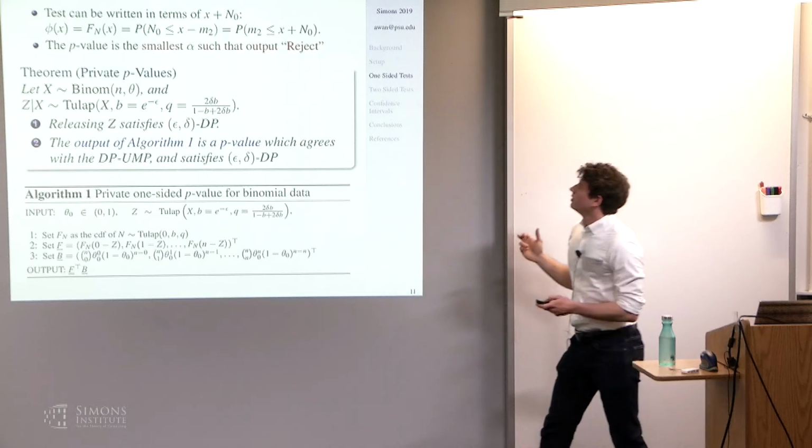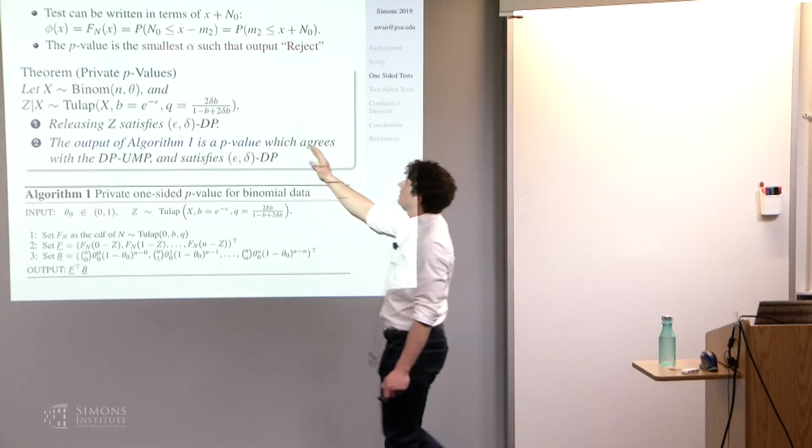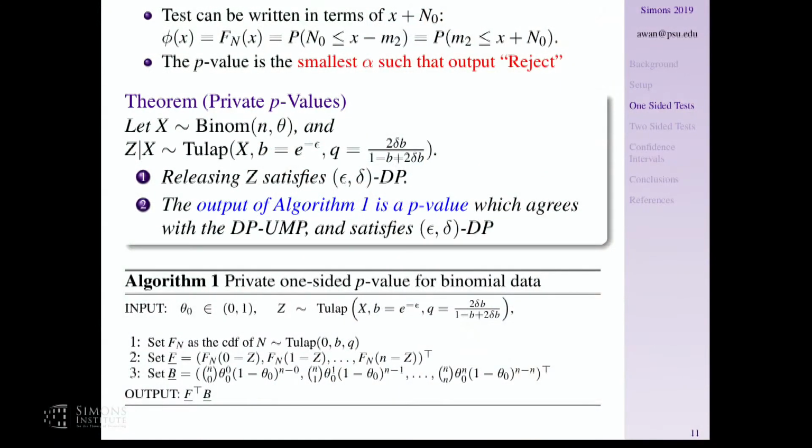So how is that? Well, it turns out that we can write our test phi as a post-processing of x plus a noise value from this Tulap distribution. So phi is the CDF of the Tulap evaluated at x. The CDF is exactly just the probability that x is less than n. Rearranging this a little bit, we see that we can release x plus n, where n is from Tulap, and then just evaluate this probability afterwards.